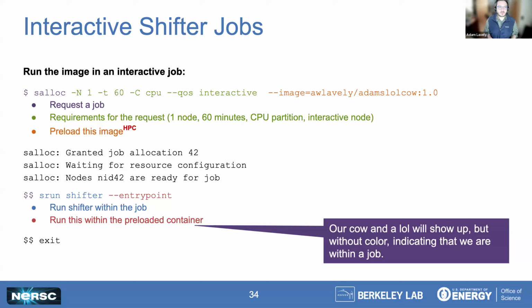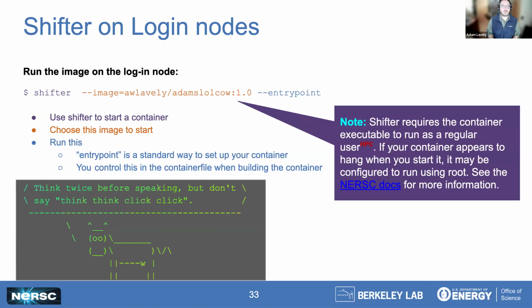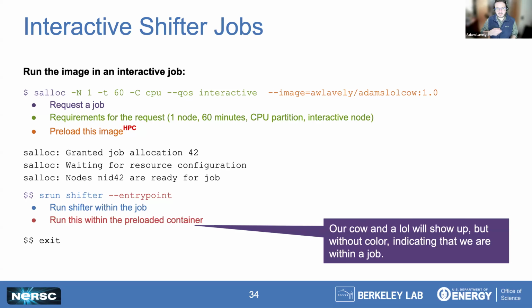It's kind of the way that Shifter was built. Once we're on the node, we use the exact same command as before, only because we've already preloaded the image, we don't have to give the image name here. When you run this with the lolcow image, the cow and the joke will show up. When we run this on the login node with Shifter, you will see this in color. There's not going to be any color available here or when we run this as a batch job, so just something to be aware of.